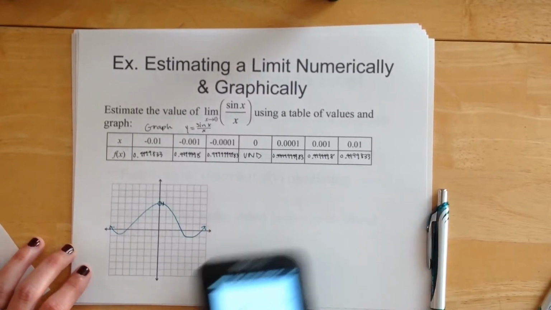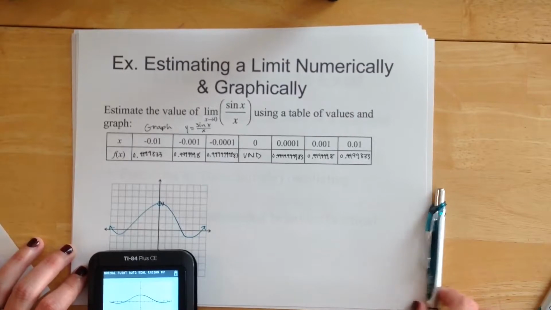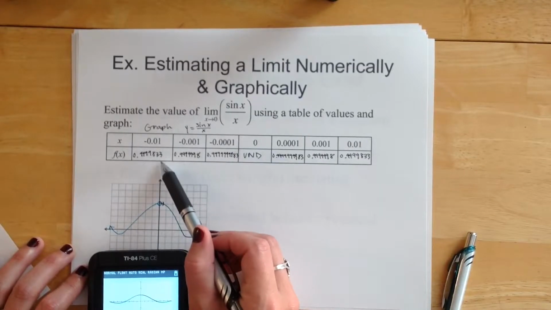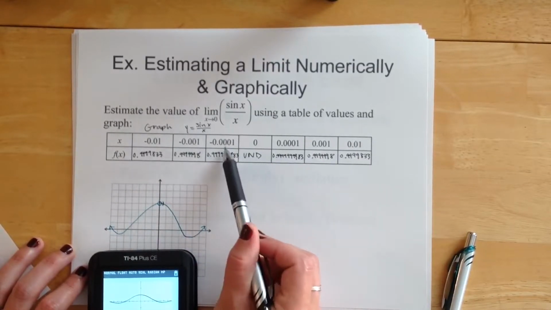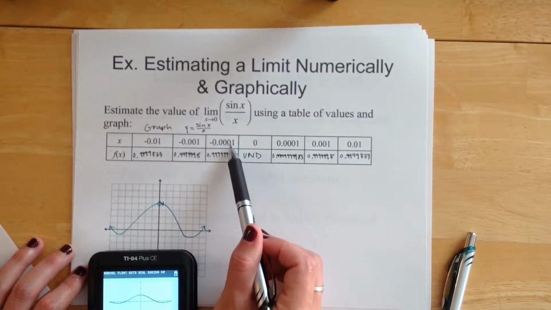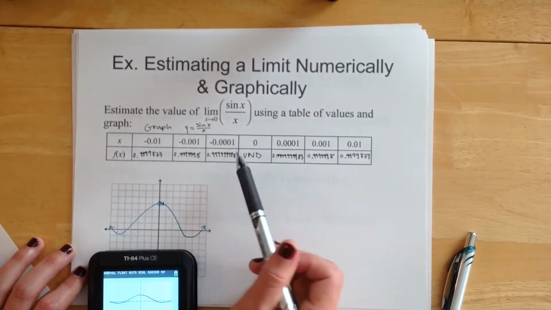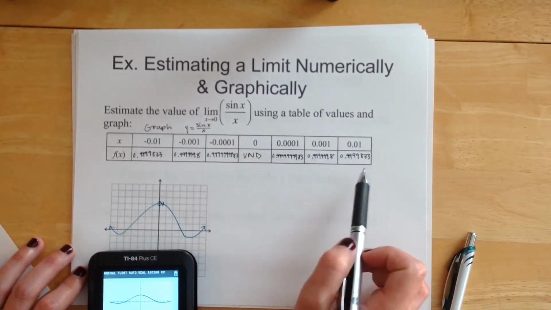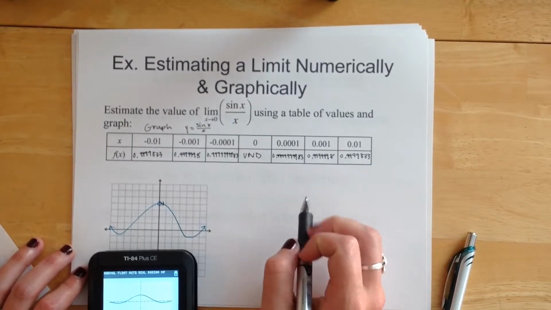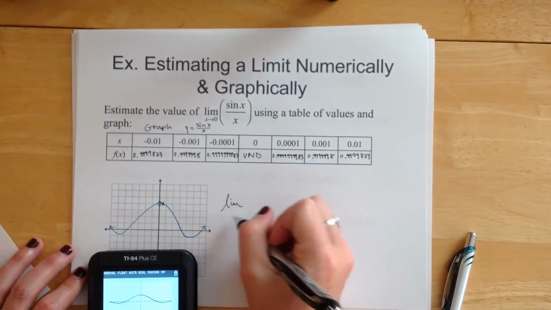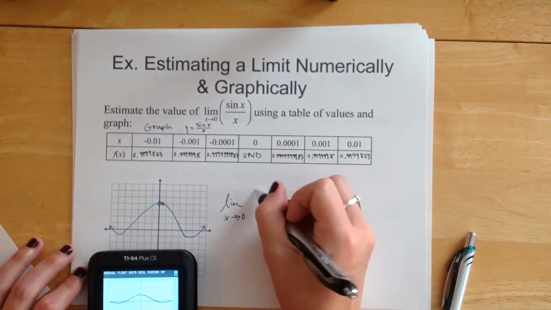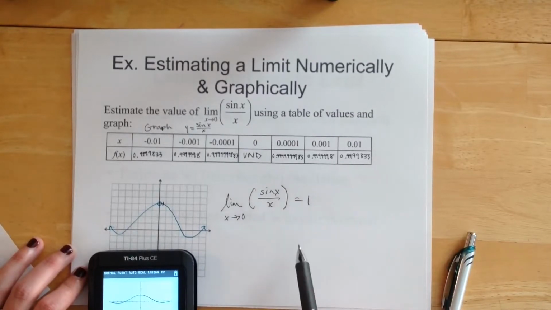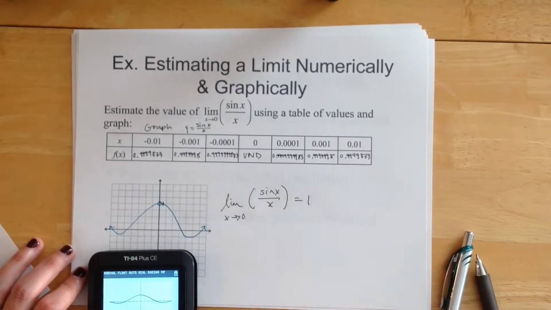Okay, so as x is approaching 0 from the left-hand side, it looks like those y values are getting closer and closer and closer to 1. Our trace, even when we typed in negative 0.0001, gave us 1 because it's so close to 1. And then also from the right-hand side, as x approaches 0, our y values are also approaching 1. So we can say that the limit as x approaches 0 of sine of x over x is equal to 1. And we see this on the graph as well.